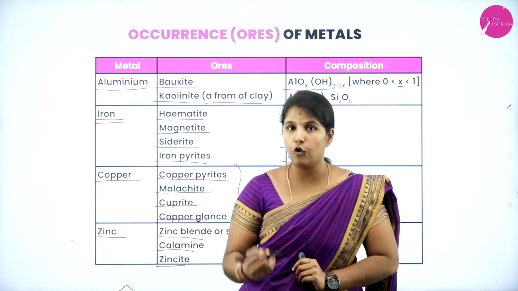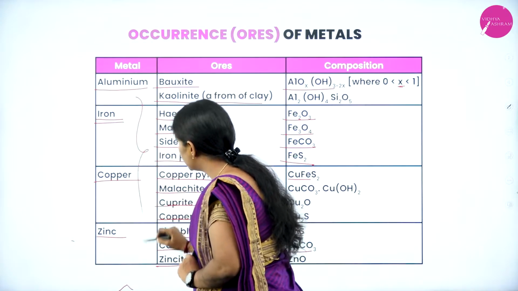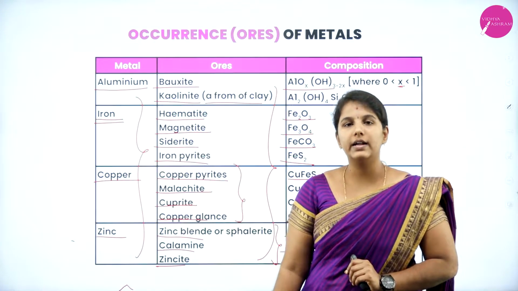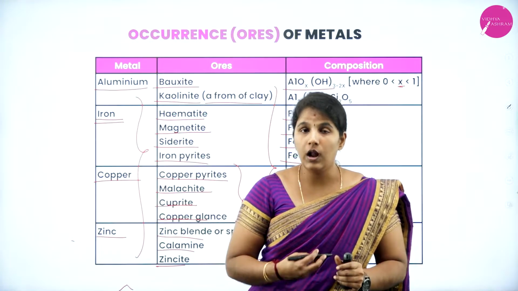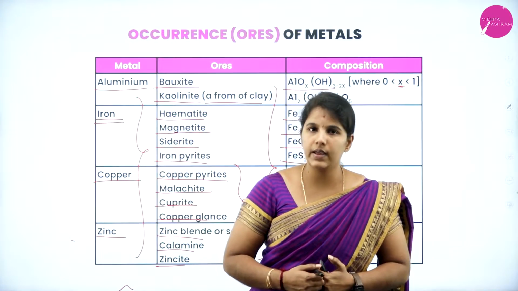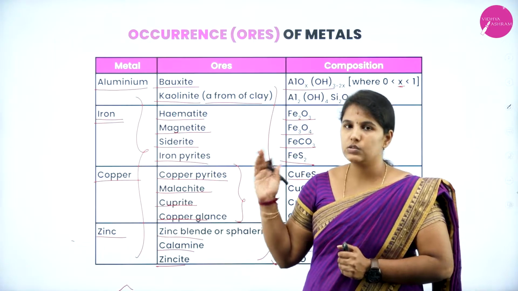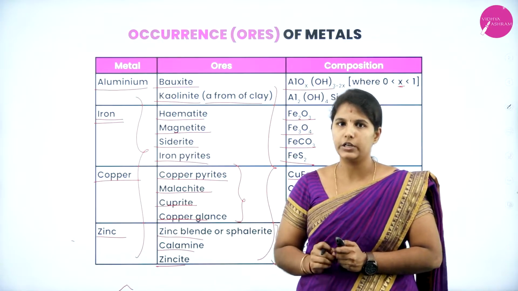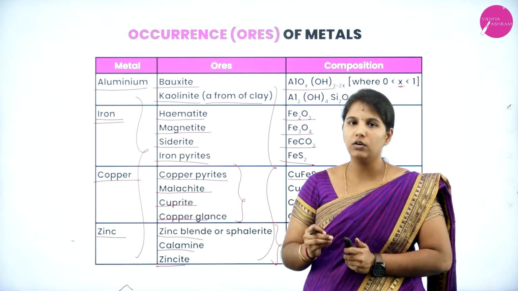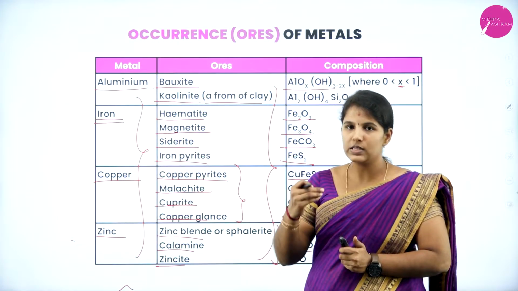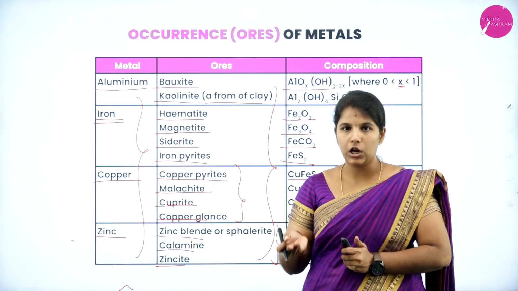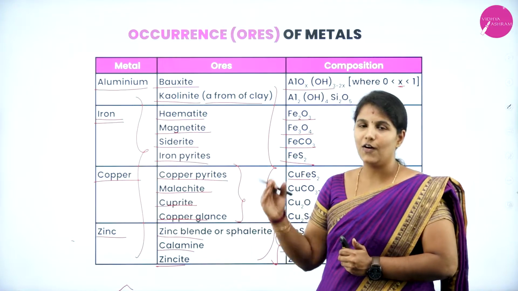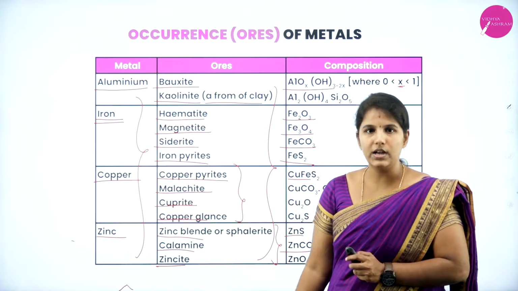All these four important metals you must know along with their ores. It is very important for your board exams as well as for competitive exams. Now you have understood how metals are always found in ores, in different combinations. In this chapter, you are going to understand the extraction of these important metals.